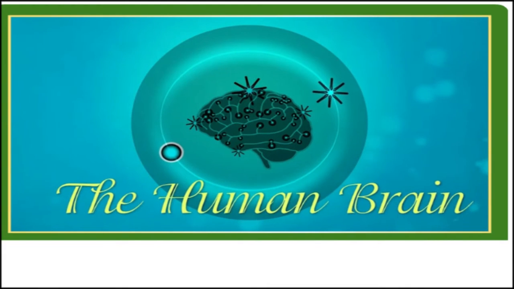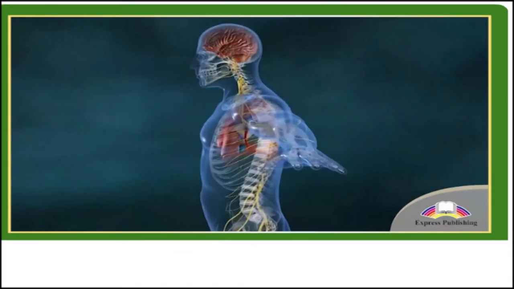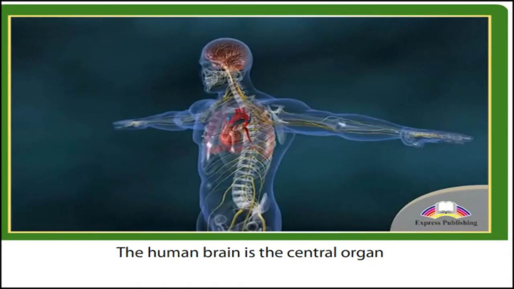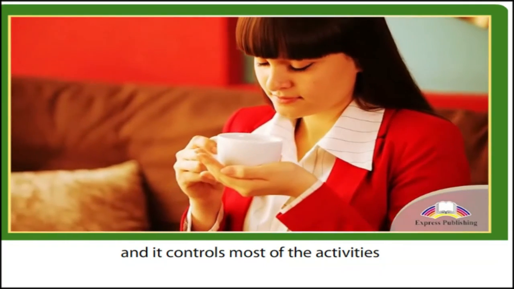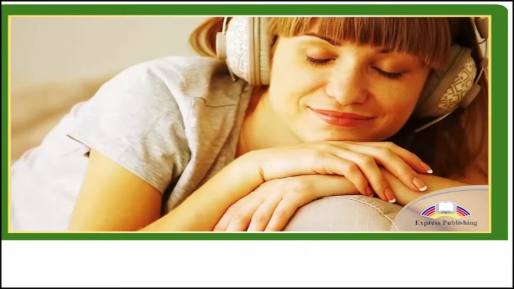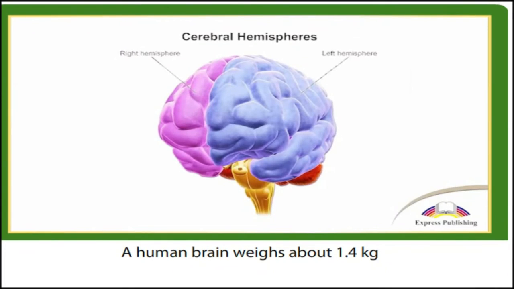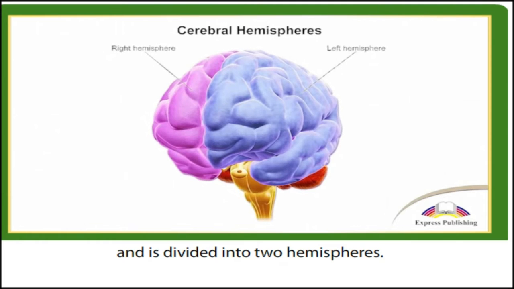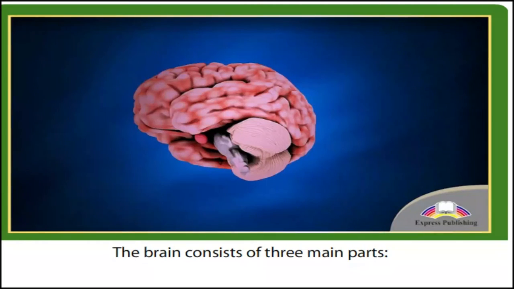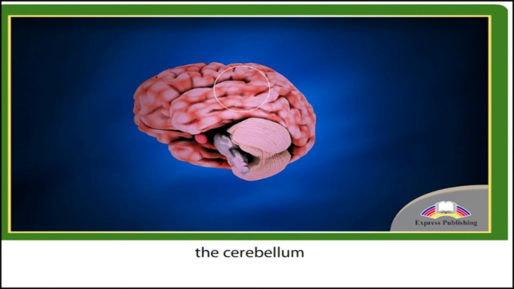The human brain. The human brain is the central organ of the human nervous system, and it controls most of the activities of the human body. A human brain weighs about 1.4 kilograms and is divided into two hemispheres. The brain consists of three main parts: the cerebrum, the cerebellum, and the brainstem.